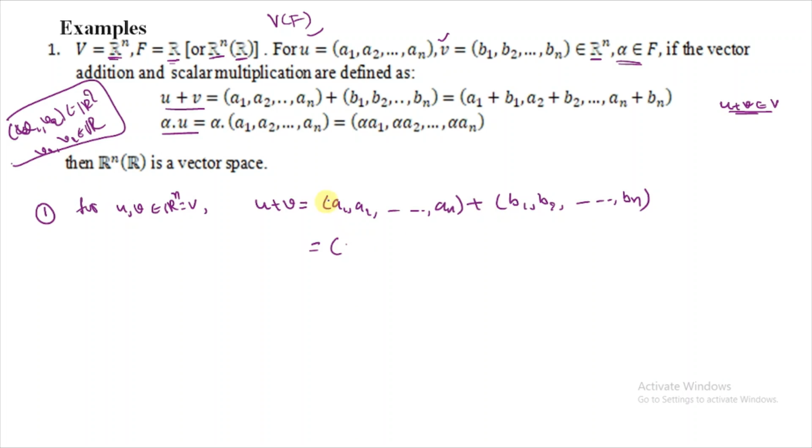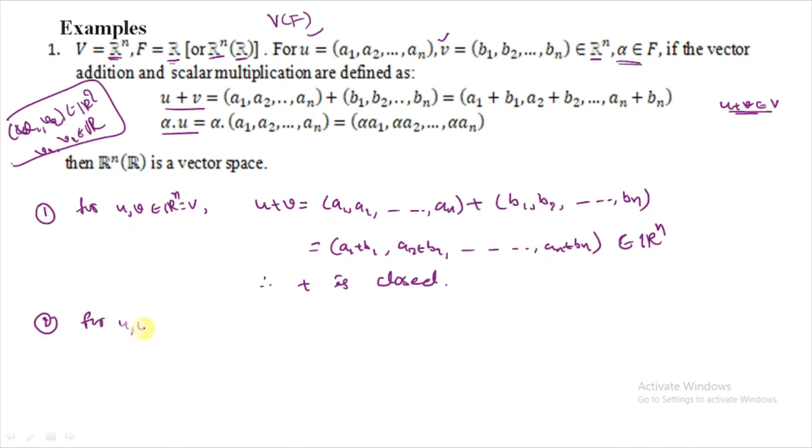Now this one satisfies the closure property. That means (a1 plus b1, a2 plus b2, and so on, an plus bn). Now a1, b1 are real numbers, and a1 plus b1, that addition also by the closure property is also a real number. That means it belongs to Rn. These are all elements in the real numbers, Rn. Therefore this is closed. The first condition is satisfied. Addition is closed.